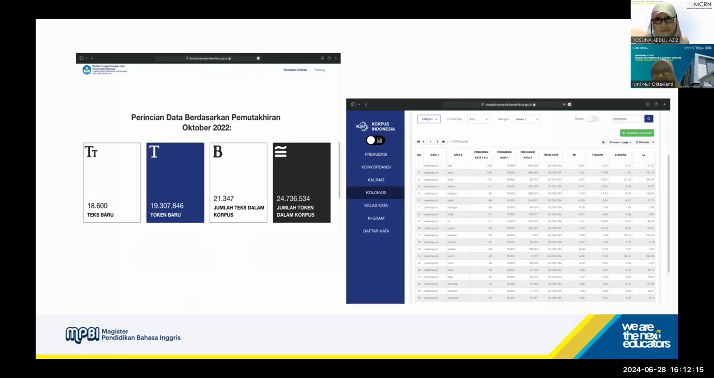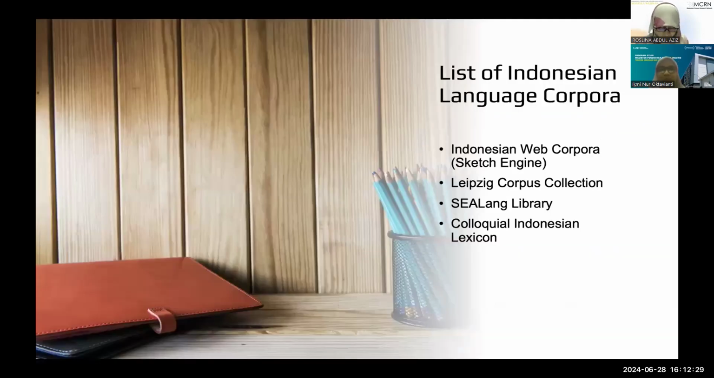But at least we have this national corpus that we can use if we are going to find maybe collocations in Indonesian or frequency of words in Indonesian and so on. And also there are some other Indonesian language corpora. We still have some other language corpora, but they are not the ones designed by the government. They are designed by researchers or other universities or other institutions, like in Sketch Engine, we also have that. And then we have the Leipzig Corpus Collection, Silang Library, and Colloquial Indonesian Lexicon, and some other Indonesian language corpora.